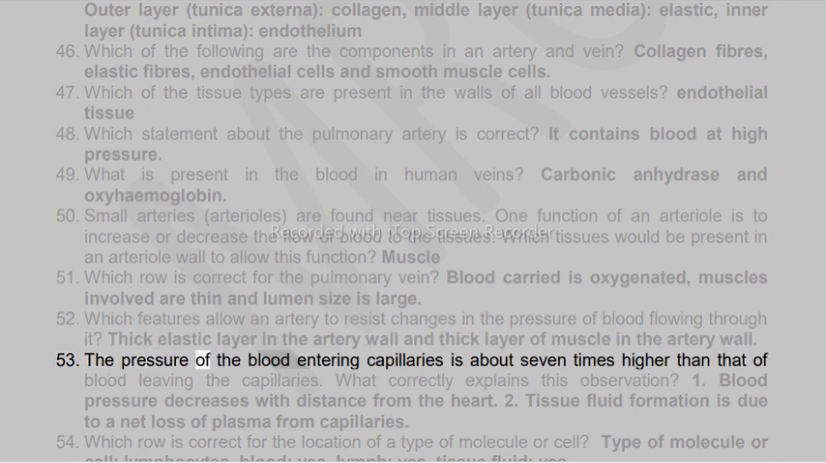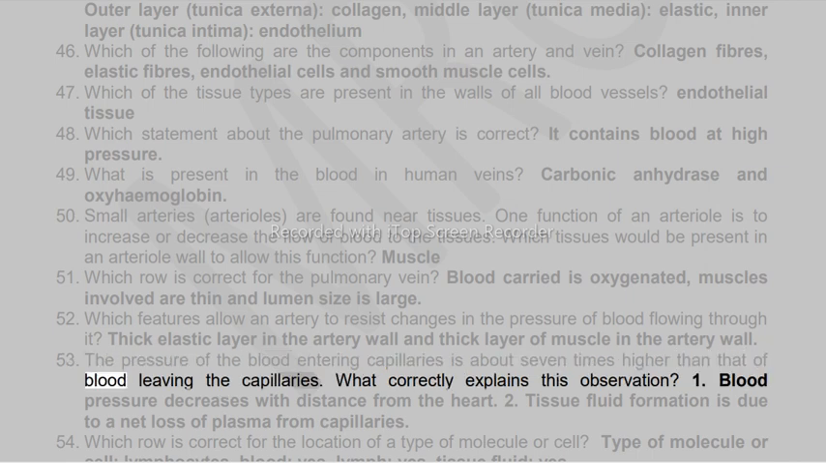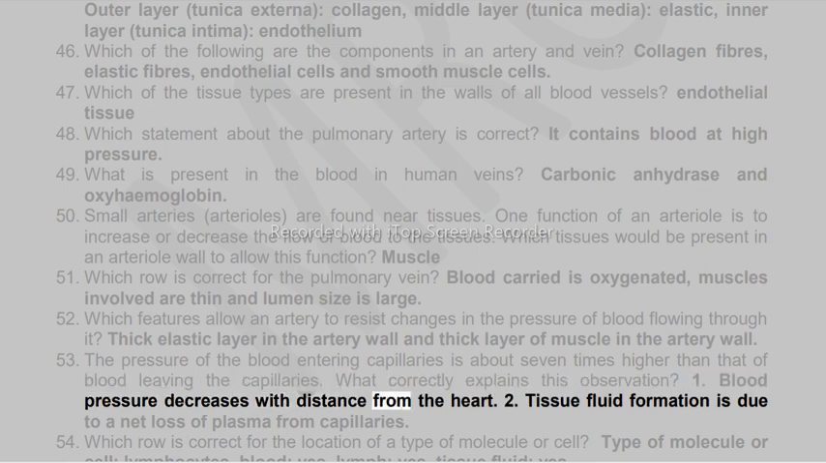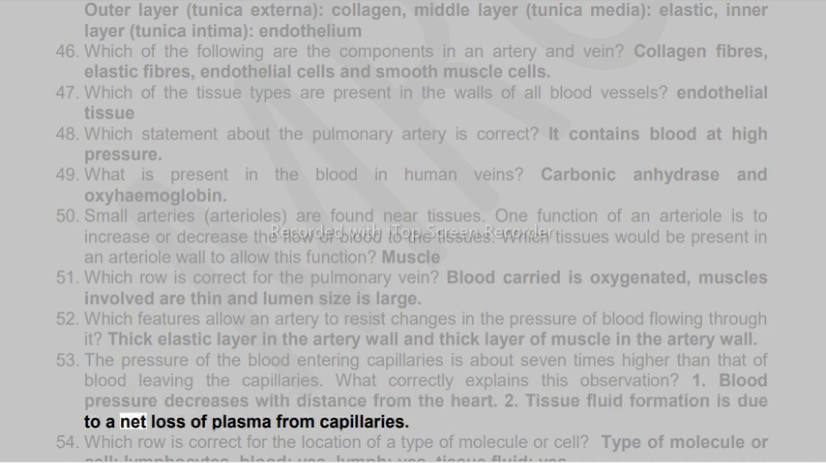53. The pressure of the blood entering capillaries is about 7 times higher than that of blood leaving the capillaries. What correctly explains this observation? 1. Blood pressure decreases with distance from the heart. 2. Tissue fluid formation is due to a net loss of plasma from capillaries.